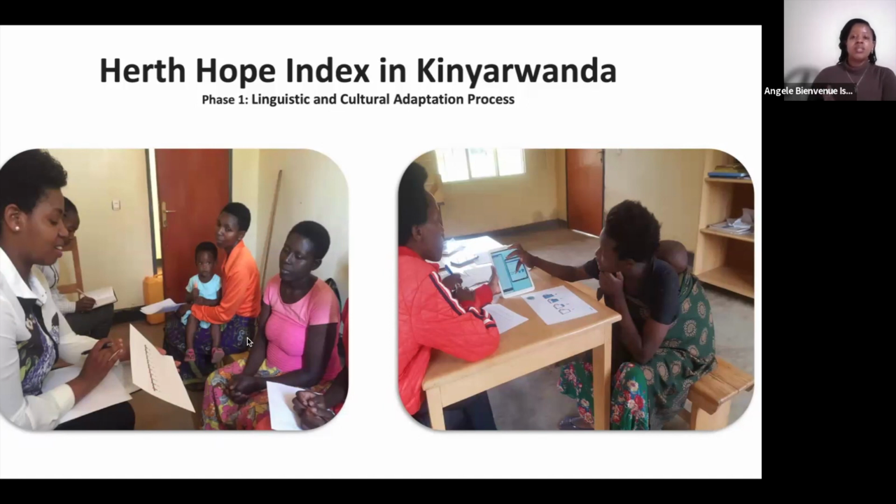Our translation replaced some of the wording and response options with visual Likert scales, as you can see in the pictures, so that every Rwandan, every person from low-resource settings with a low level of education, is able to respond to these 12 questions.